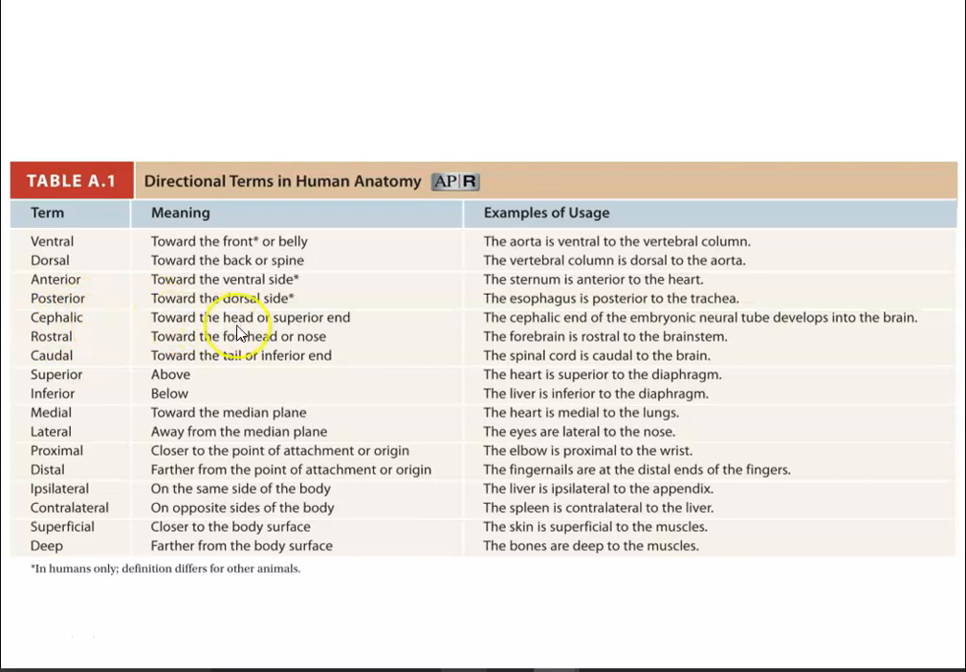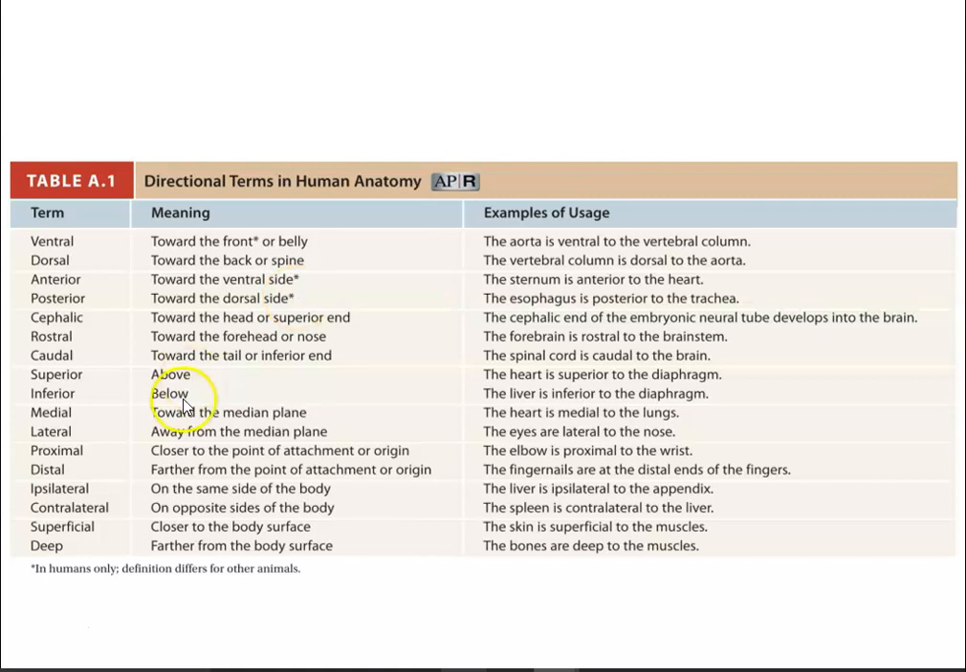Cephalic means toward the head or superior end. Rostral is toward the forehead or nose. Then caudal means toward the tail or inferior end. So you can see, a lot of terminologies talk about the same thing. For example, ventral, anterior, dorsal, posterior. Those two terminologies are actually similar, all talking about front versus back.